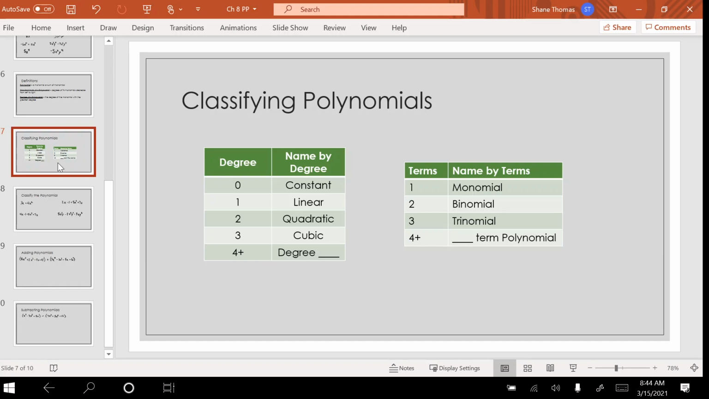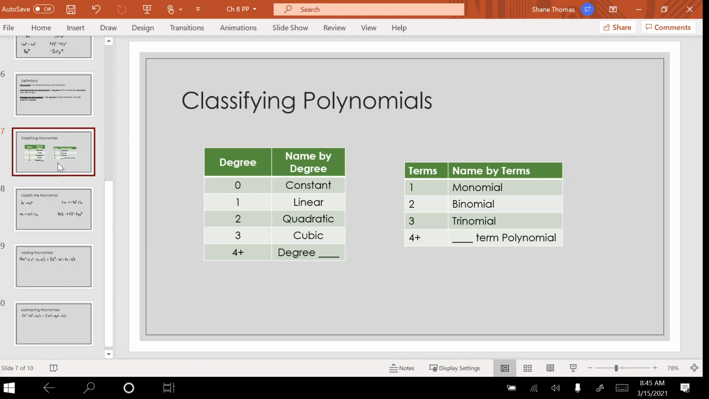The second way you can classify them is based on the number of terms they have. For instance, if it has 1 term, it's a monomial, which we just talked about. 2 terms is a binomial. 3 terms is a trinomial. Anything with 4 terms and above, you just say it's a 4-term polynomial, 5-term polynomial, something like that. So when you classify a polynomial, you have two ways to classify it: one by degree and one by number of terms.